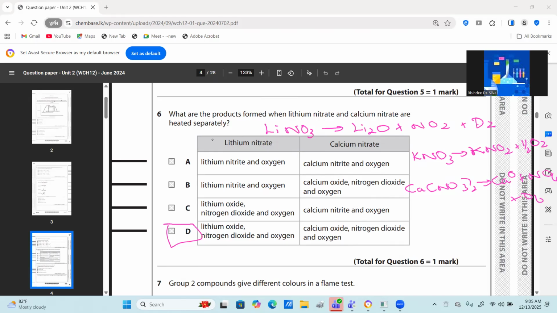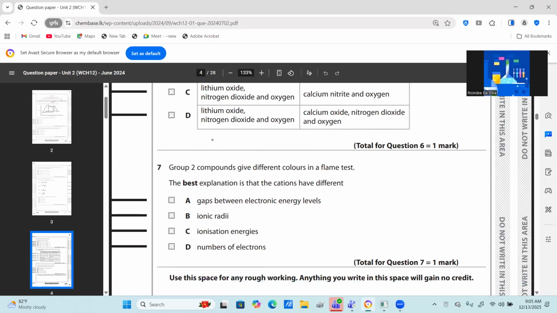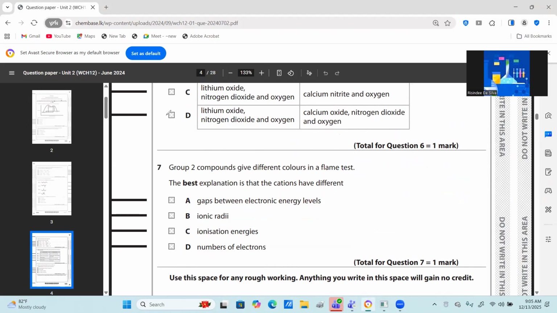Then the 7th one, some compounds give different colors in a flame test. So we know, children, we get colors when the excited electrons fall back to the ground state. For different elements, the energy gap between the energy levels is different. Because of that only we get different colors. So the correct answer for that is A, due to the gaps between the electronic energy levels.